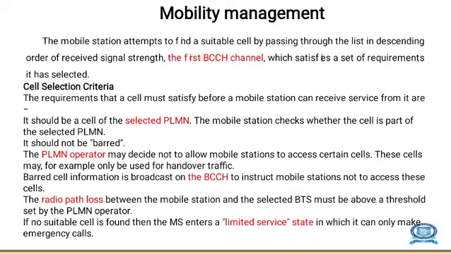It should be a cell of the selected PLMN. It should not be barred. The radio path loss between the mobile station and the selected BTS should be above the threshold. If no suitable cell is found, the MS enters a limited service. Call to an active mobile station.